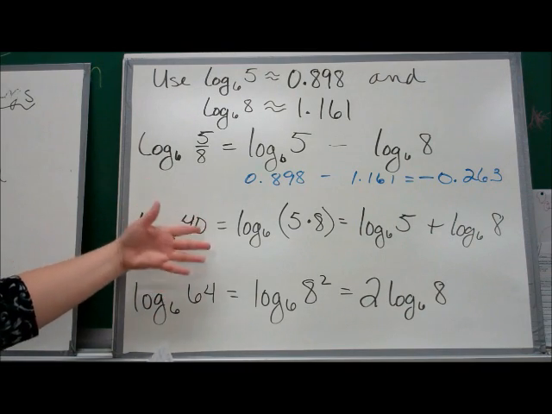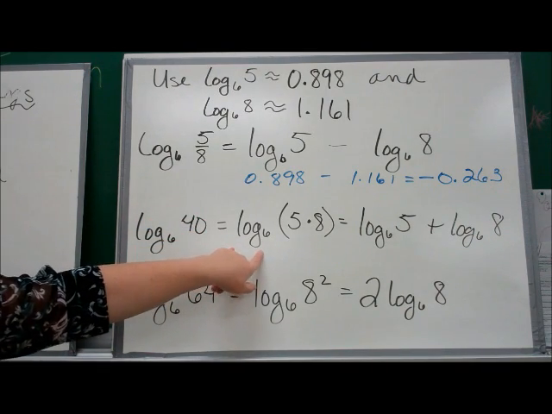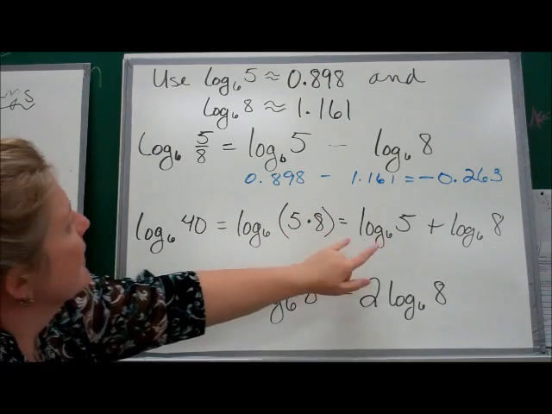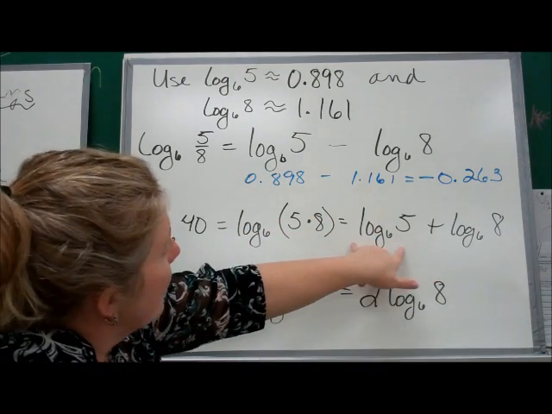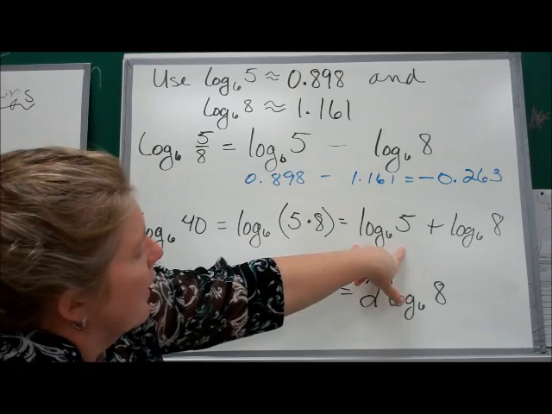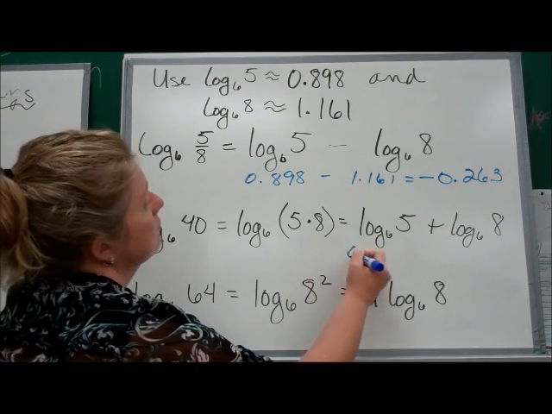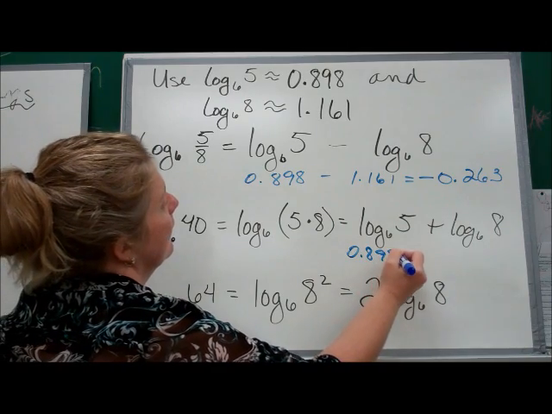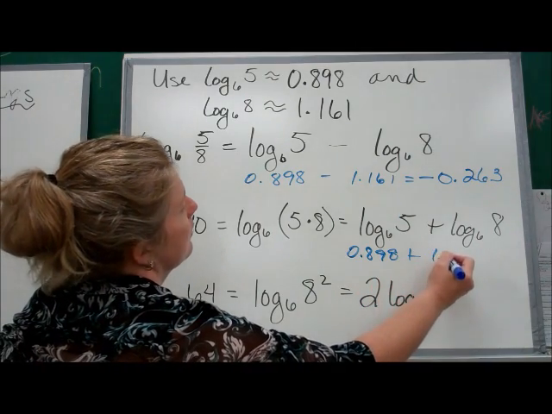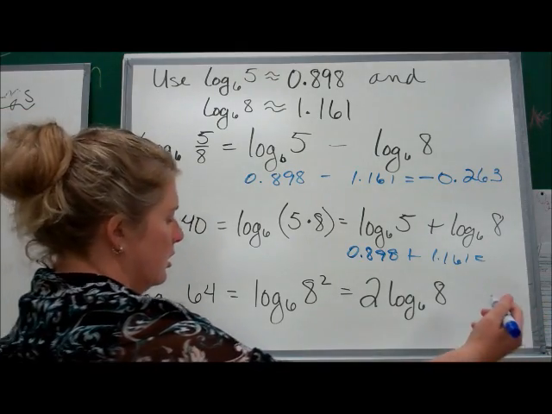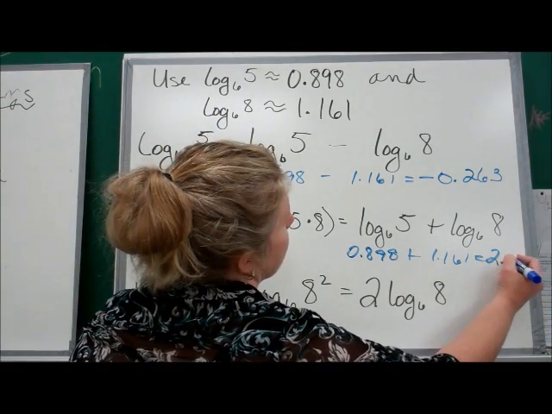Log base 6 of 40. Well, it's going to be the log base 6 of 5 times 8, or 8 times 5, becomes the log base 6 of 5 plus the log base 6 of 8. So 0.898 plus 1.161, which is 2.059.